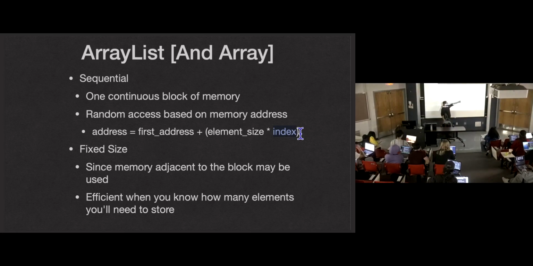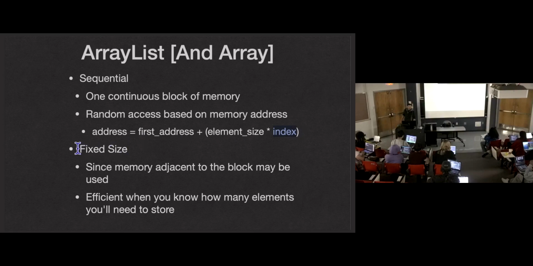So if our index is 0, this zeroes out, and we get the first memory address, and that's where we find the element at index 0, the first element. If you're ever wondering, that's why our indices start at 0. So this index math works out really slick. So we can randomly access any value in our array.